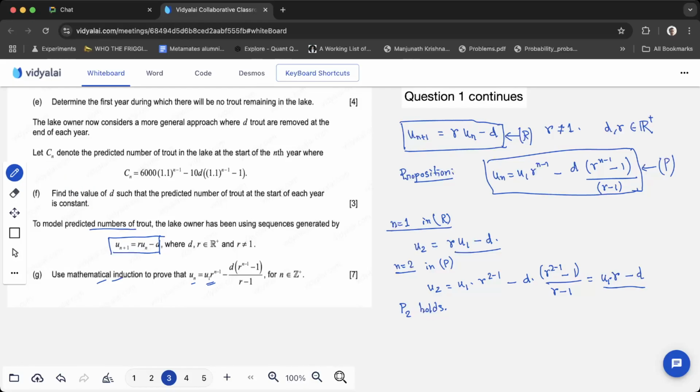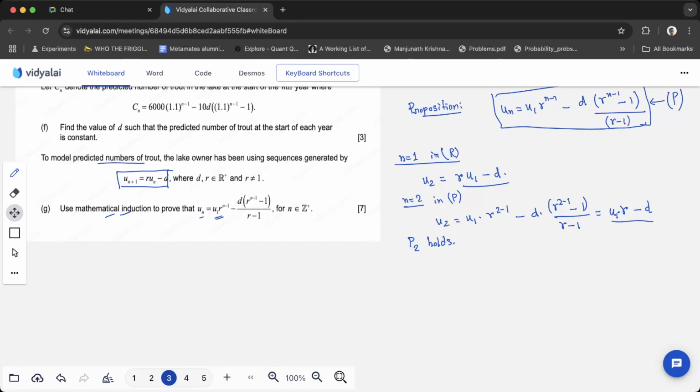So what you're going to do, as the rule of mathematical induction suggests, is to assume that Pm holds. That is, in this case, um can indeed be expressed in this closed form that has been suggested. Now we have to see if P(m+1) holds as well.